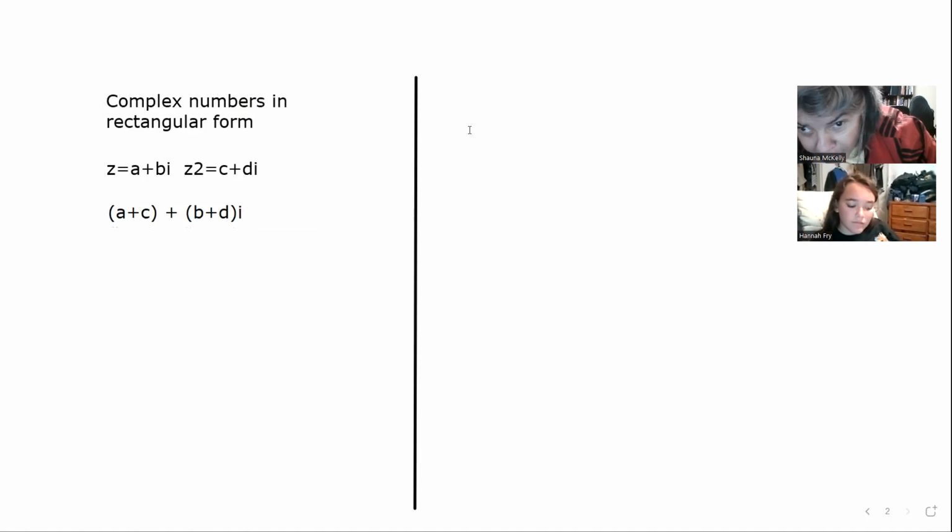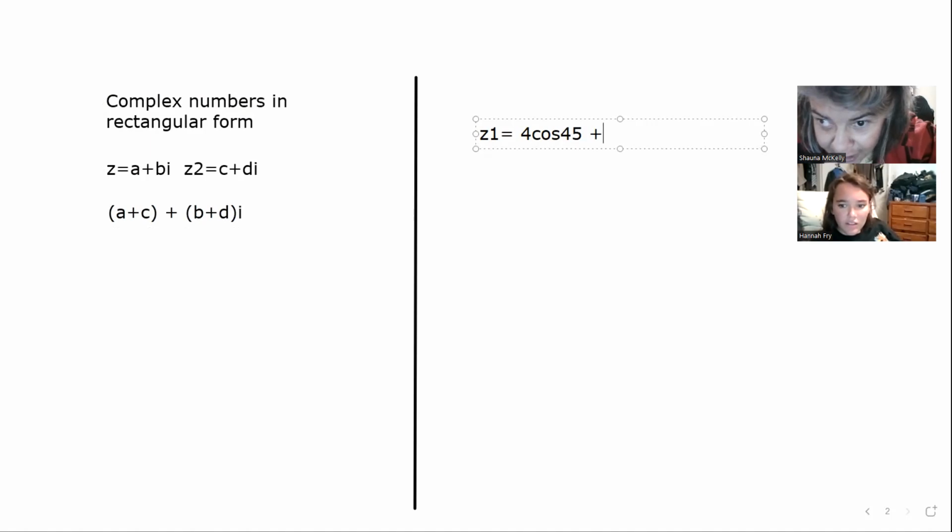Now, you can also do that over here. So if you have Z1 is equal to some radius, and I'll make it a number to make it a little bit less abstract. So if I had 4 cosine 45 degrees, plus i sine 45. That's Z1.